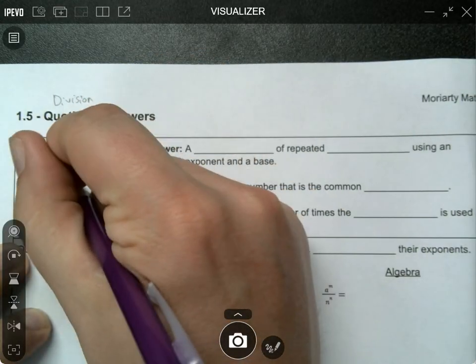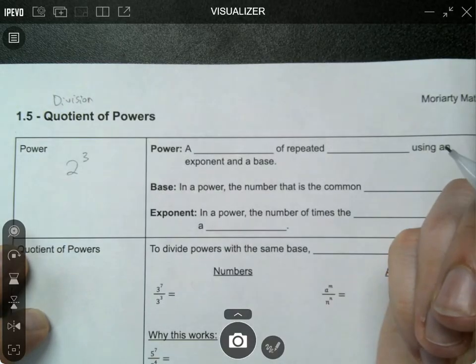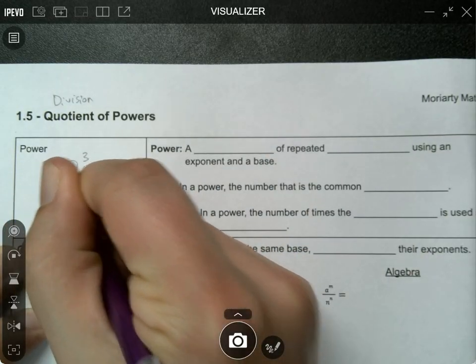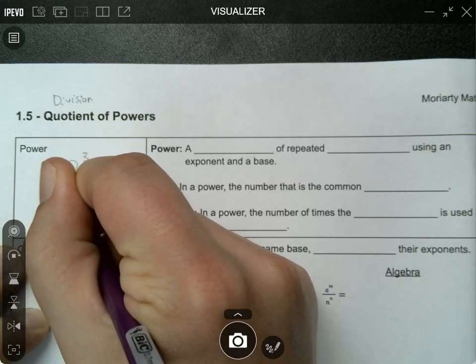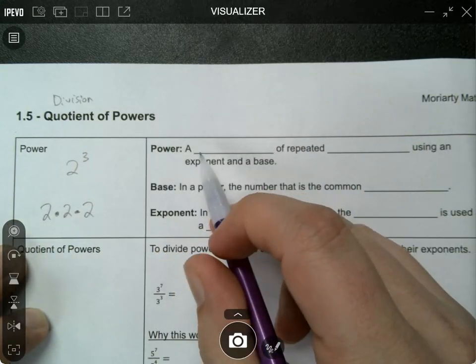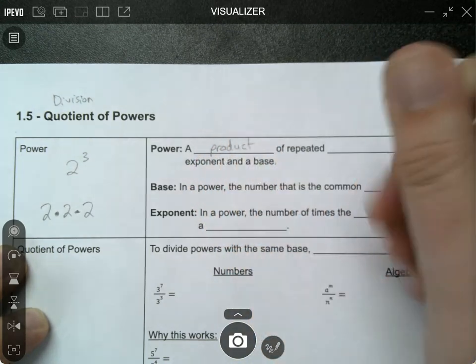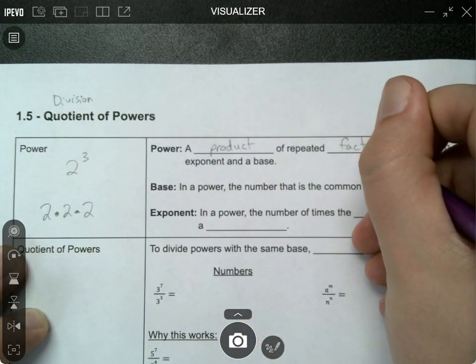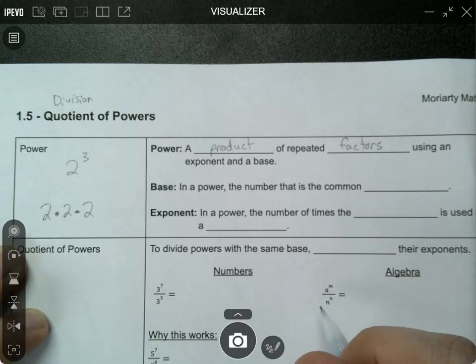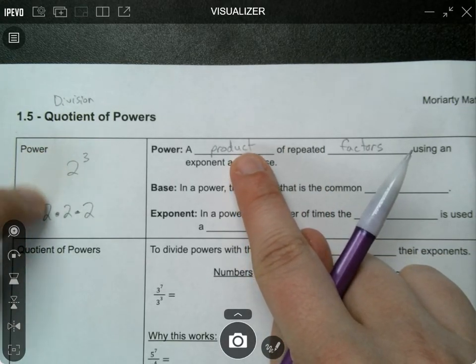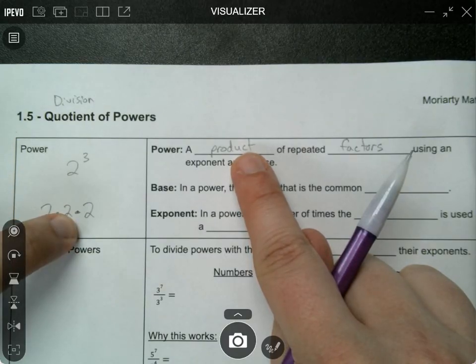Just kind of as a recap of power, like what we had yesterday, looks like that. That really means 2 times 2 times 2. Power is going to be a product of repeated factors, right? Product is the answer to a multiplication problem. What this means is that you are multiplying multiple things, okay?